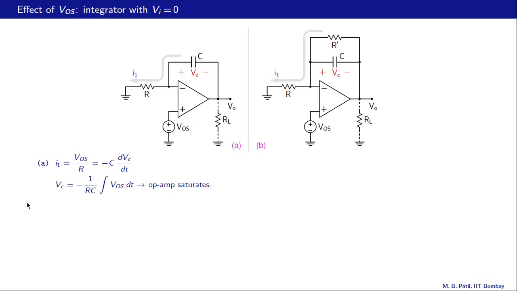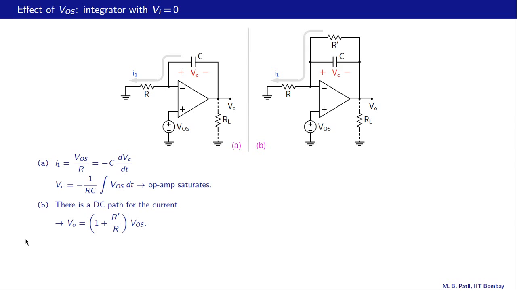Let us now look at case B. In this case, there is a DC path for the current, this path here, and in steady state there is no current through the capacitor. It's an open circuit, and the circuit looks just like a non-inverting amplifier with input equal to VOS. So therefore the output is going to be VOS times 1 plus R prime divided by R. So the op-amp would not saturate.